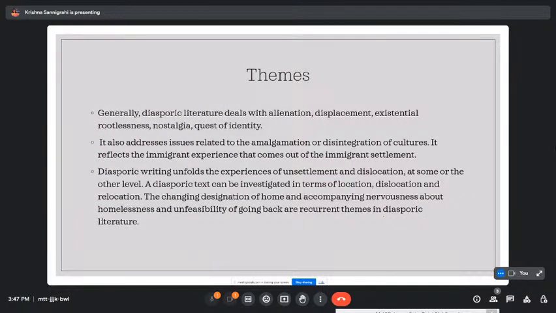Now let us discuss the themes which are usually followed by them. Generally, diasporic literature deals with alienation, displacement, existential rootlessness, nostalgia, and quest of identity. Alienation is wherein you are isolated or distanced from other people. Displacement is wherein you are moved from one position to another.